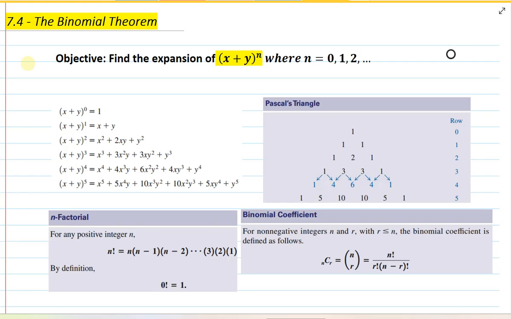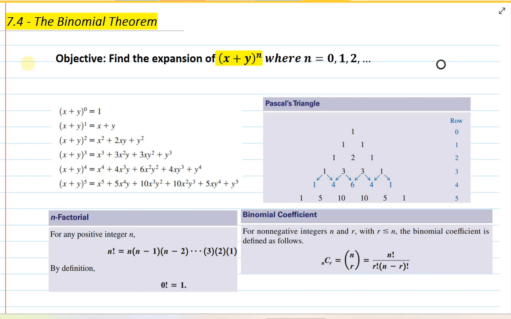But the key is that we have a binomial, meaning two terms, and we are raising it to an integer power. More specifically, we are raising it to a positive integer, of course, including 0. So let's call it a whole number. How's that? We're going to raise the binomial to a whole number power.